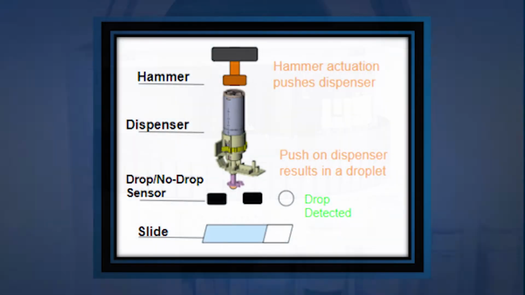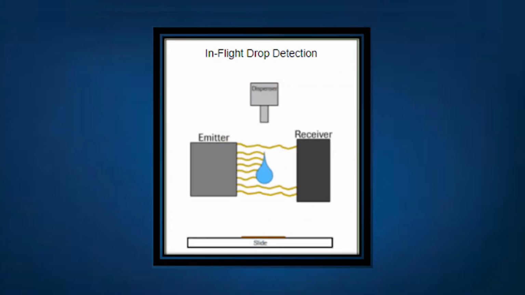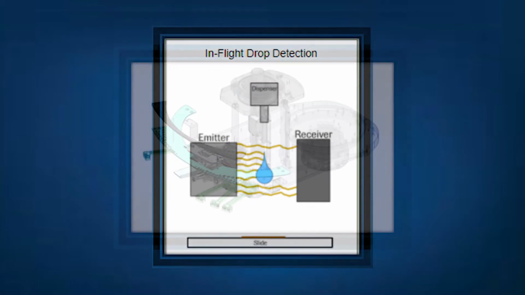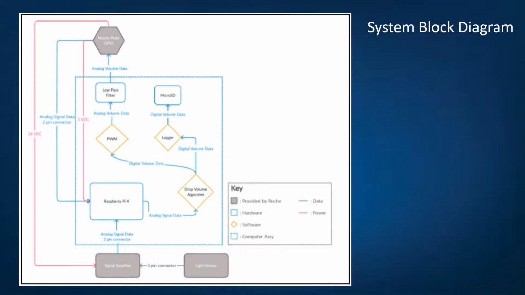In order to fully understand the drop detection system, let's walk through the steps of the drop detection process. First, a signal is received from the Roche system, indicating that a drop has occurred. The light curtain sensor then collects the analog data of the falling reagent and sends this to the drop detection system.